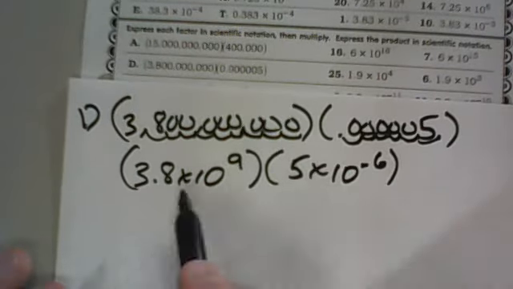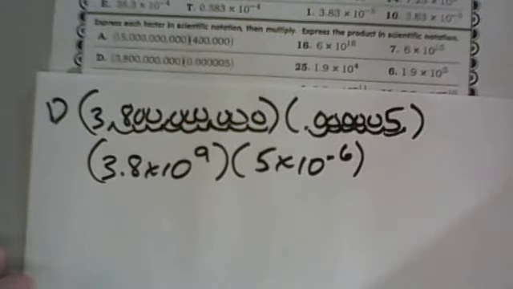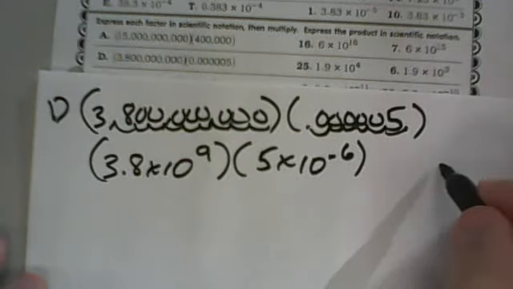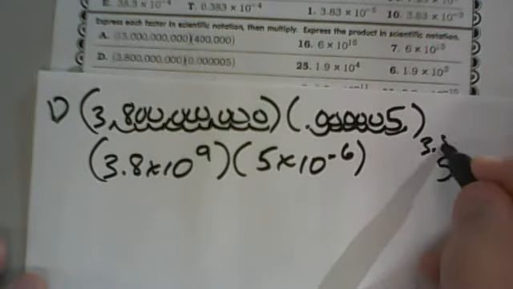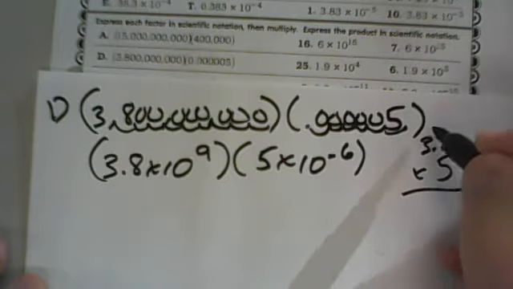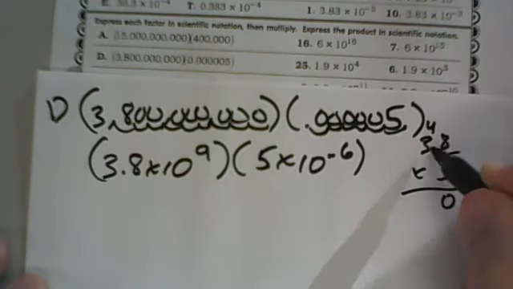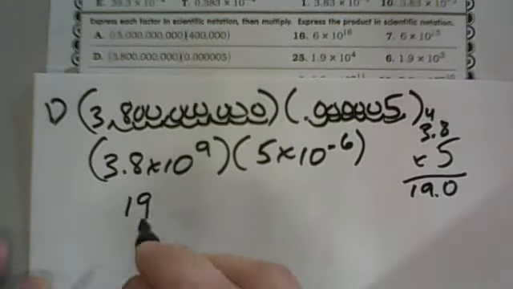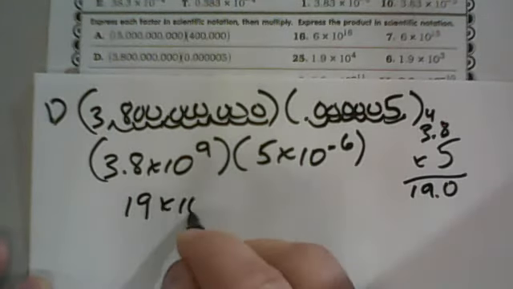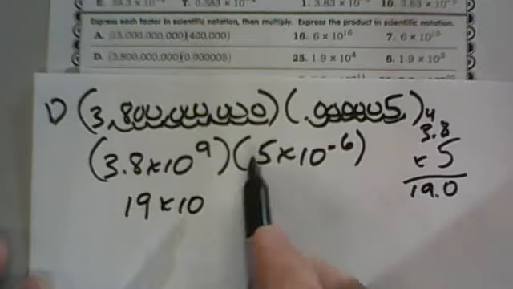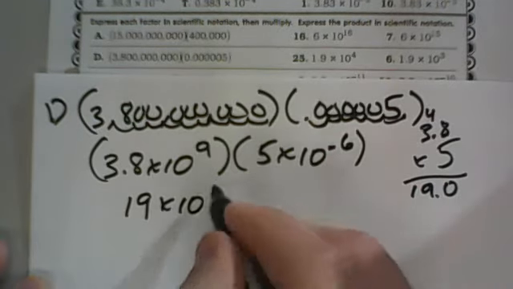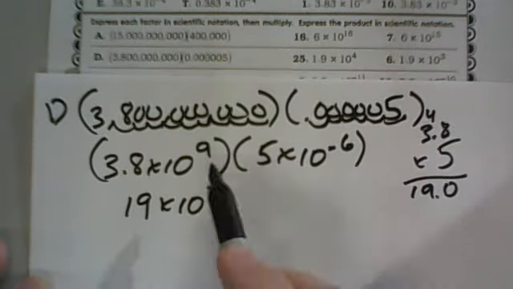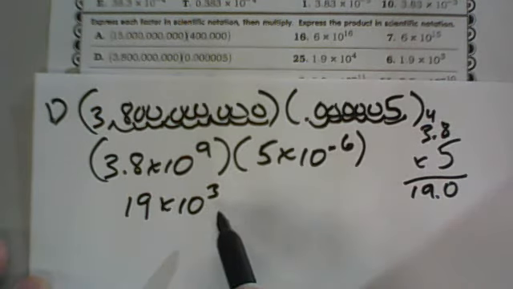So if I take 3.8 times 5, you can use your calculator for one like that, but we can also do it like this. 8 times 5 is 40. 5 times 3 is 15, plus the 4 is 19, and I have one decimal. So that's 1.9 times 10, and because these bases are the same, I'm going to add the exponents, which is 10 to the third. 9 plus negative 6 is 3.